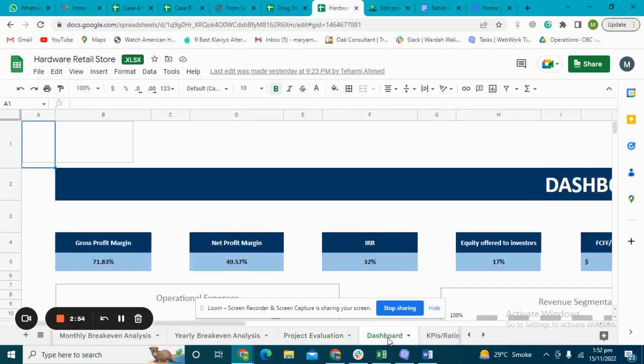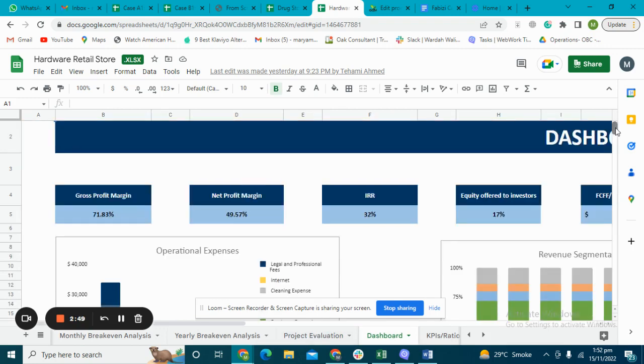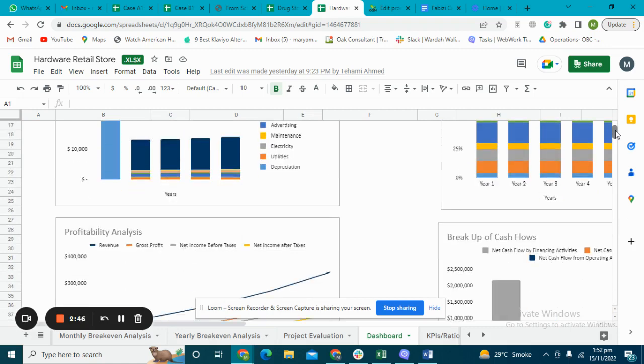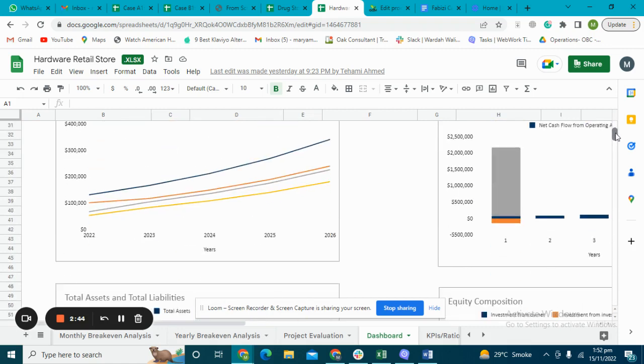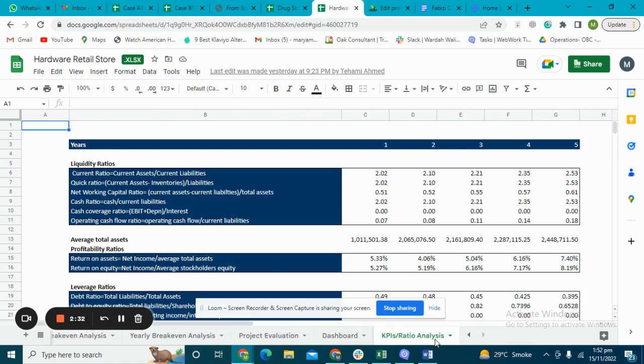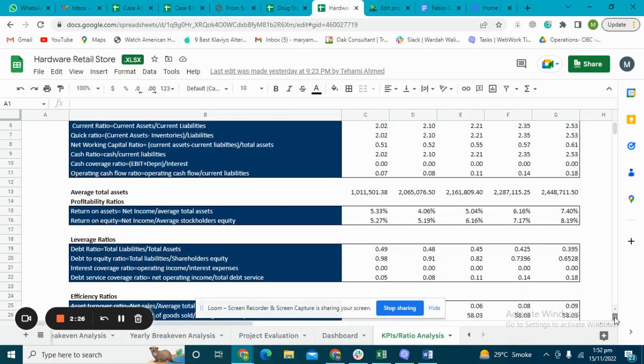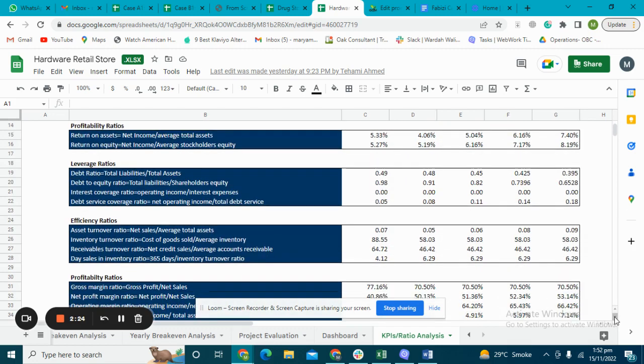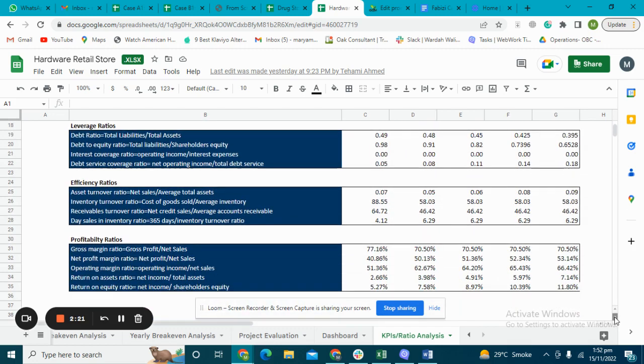The dashboard, on the other hand, is a graphical representation of the different metrics that are computed. So over here we have different graphs that give you a visual picture of the different components of your business and the trajectory of the business fundamentals and how certain trends are emerging. The KPIs and ratio analysis sheet looks into liquidity ratios, profitability ratios, leverage ratios, and efficiency ratios.